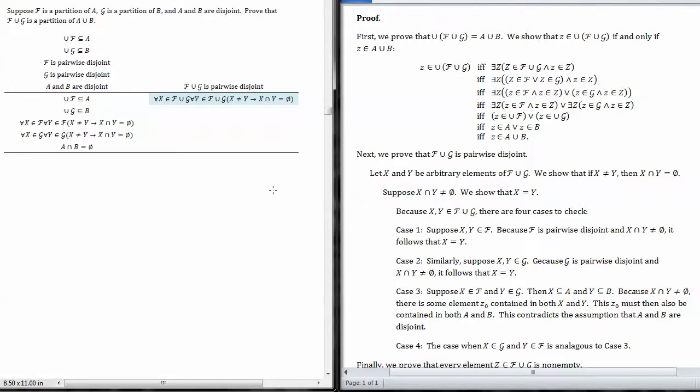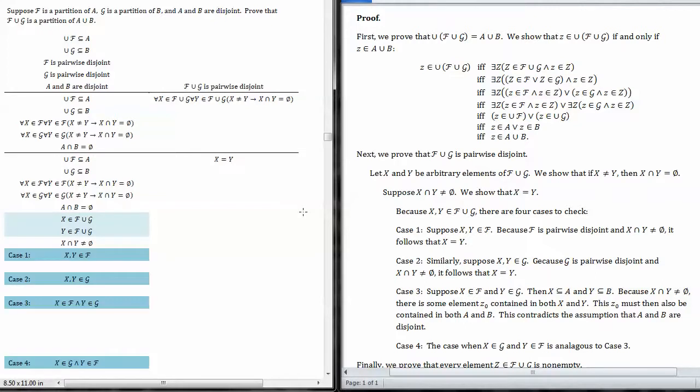And then to prove this, we can let x and y be arbitrary elements of F union G. And then I have to prove this conditional. And I don't really know what to do with x not equal to y as a given, so I'm going to try to prove the contrapositive instead. I will suppose that x intersect y is not the empty set, and I'll prove the negation of this, namely that x equals y. Okay.